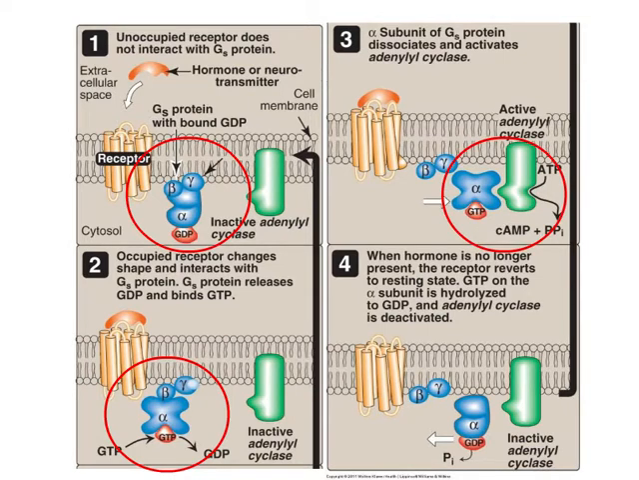The alpha subunit with GTP bound to it can then make contact with effector enzymes in the plasma membrane. In this case, the effector enzyme is adenylate cyclase, the enzyme that converts ATP to cyclic AMP. This increases the intracellular concentrations of cyclic AMP, the second messenger in this system.